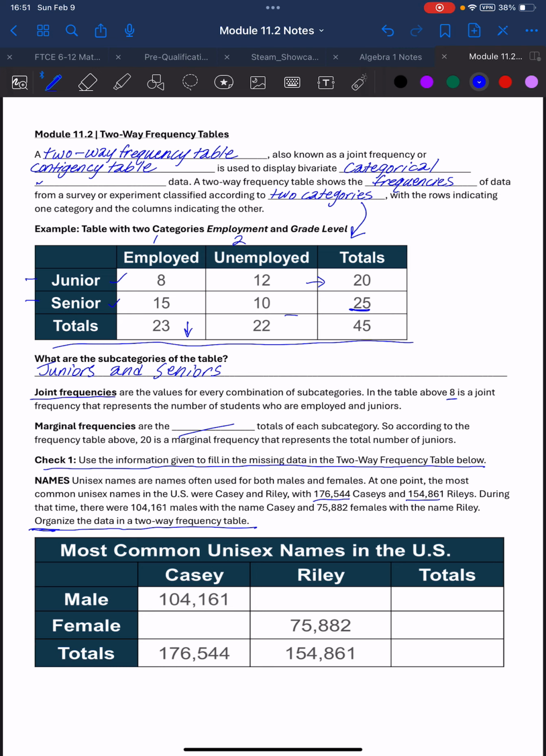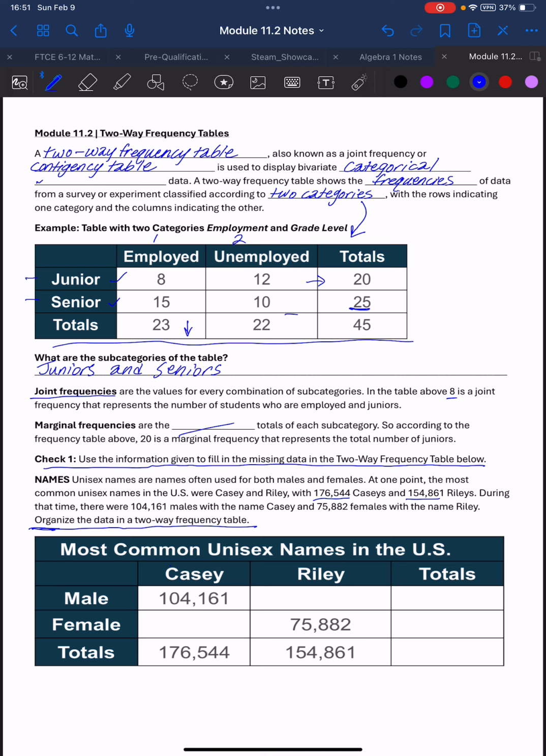So let's just review real quick. Remember, we have our two main categories. Our two main categories are, in this case, the names of kids with the name Casey and Riley. Then the subcategories of these names are the amount of kids that are males with the given names, Casey and Riley, and the amount of kids that are females with the given names, Casey and Riley. Okay? So now we just got to take that data and add it up.